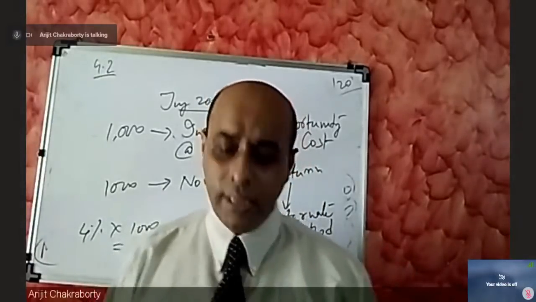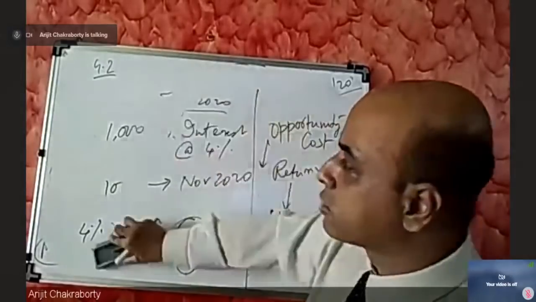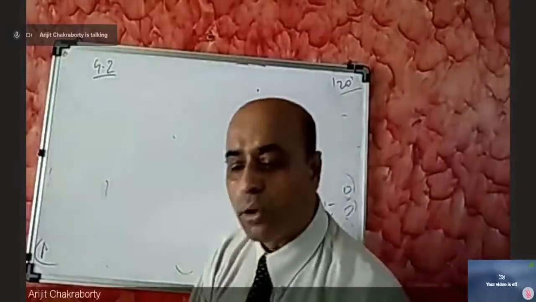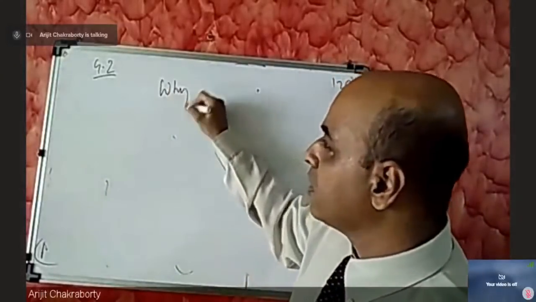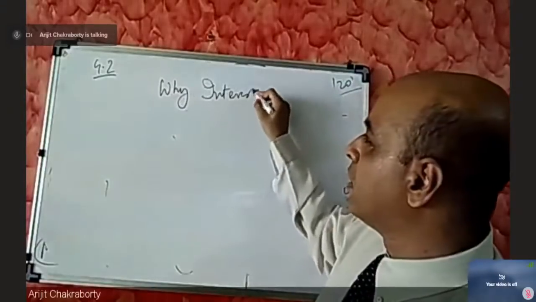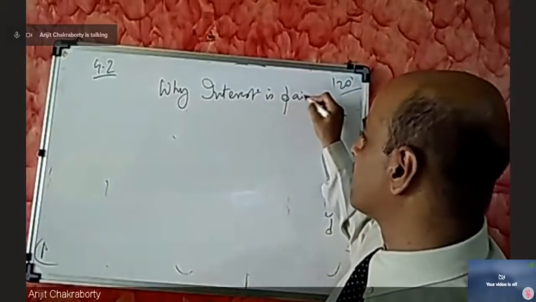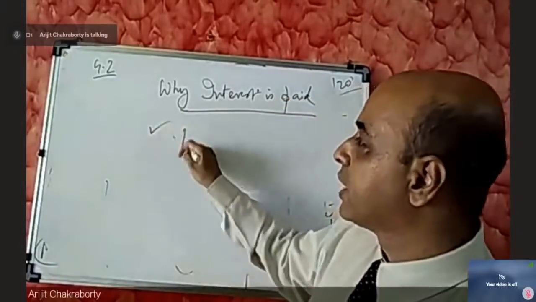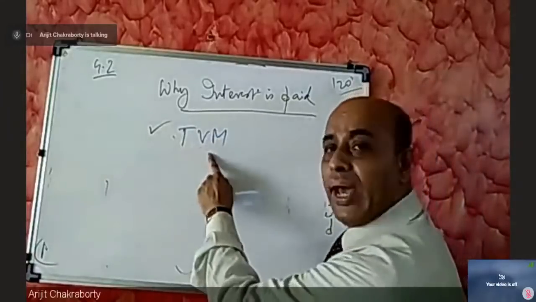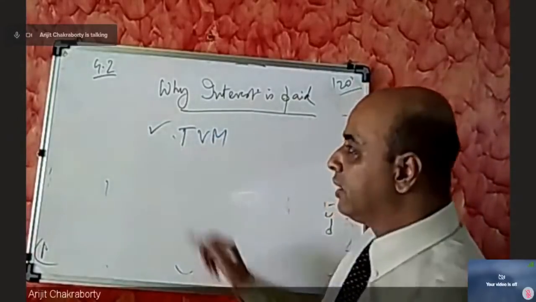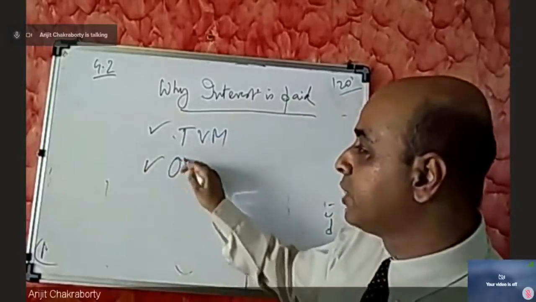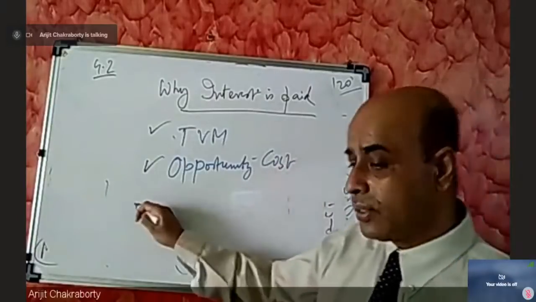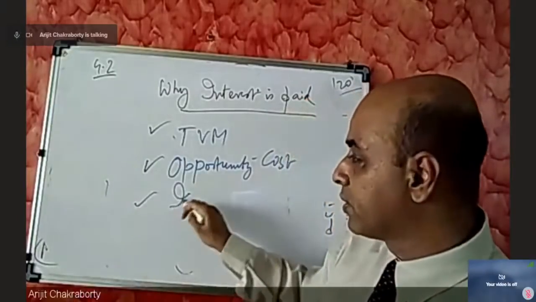Now, another important point: why interest is paid by us when we take a loan. There are 4 reasons why interest is paid. First, there is something called TVM, time value of money. The second is opportunity cost. The third is that there is something called inflation.